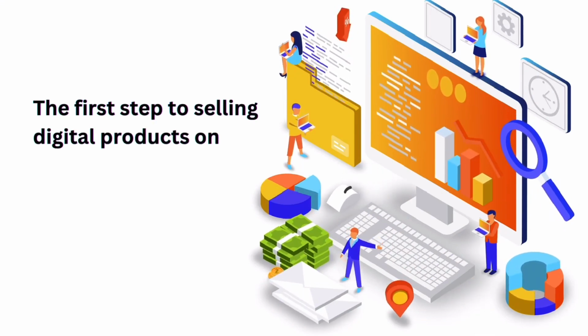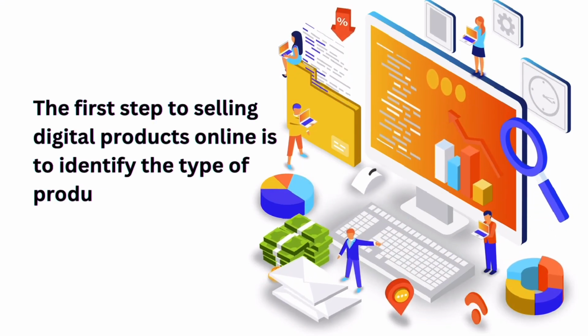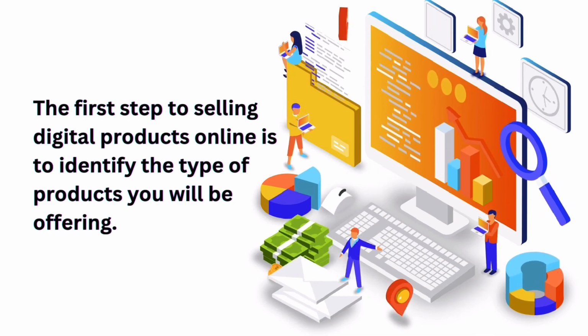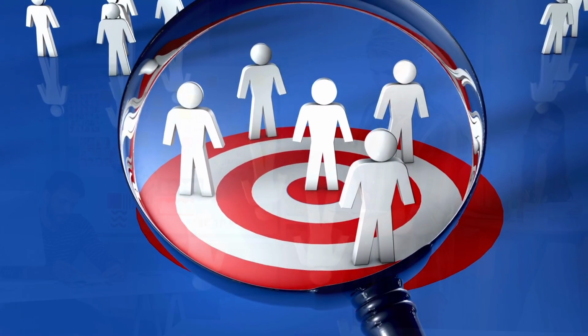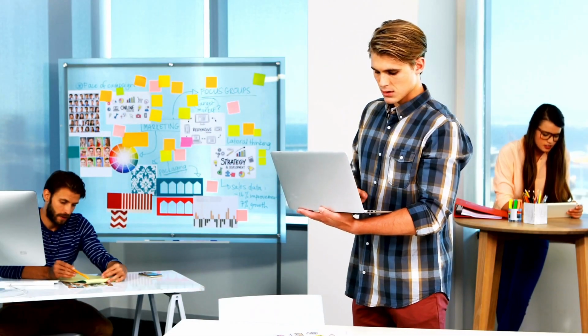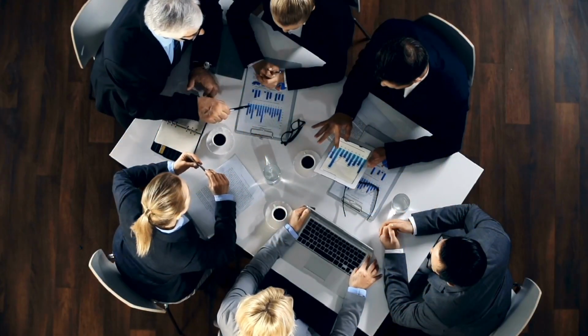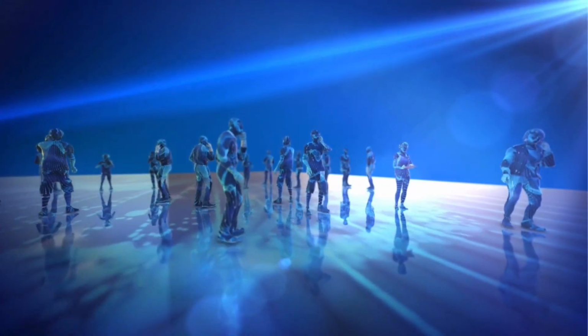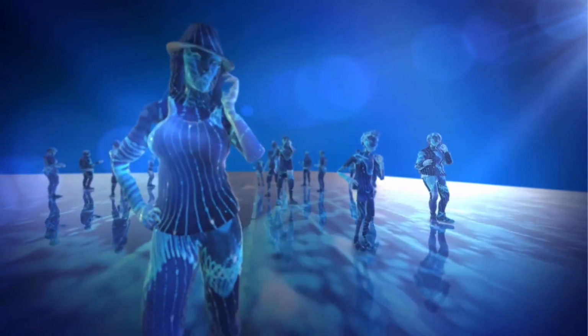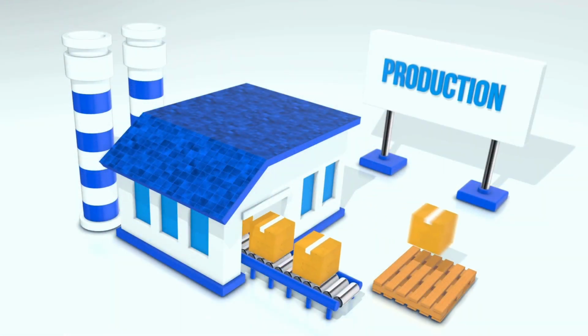The first step to selling digital products online is to identify the type of products you will be offering. Consider the needs of your target market and the types of products that would be most appealing to them. You can also research the available online marketplaces to determine which platforms are the most popular for selling digital products.